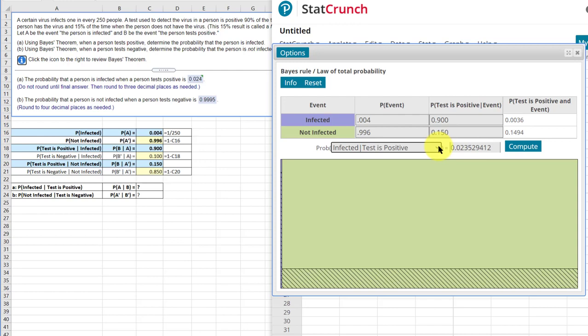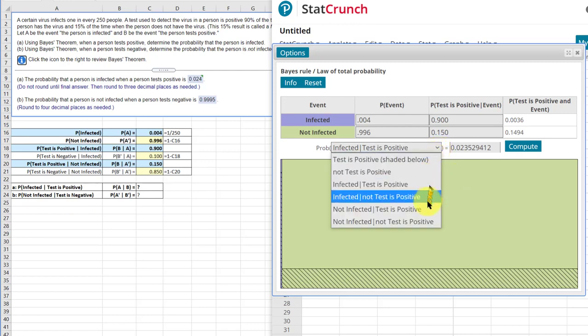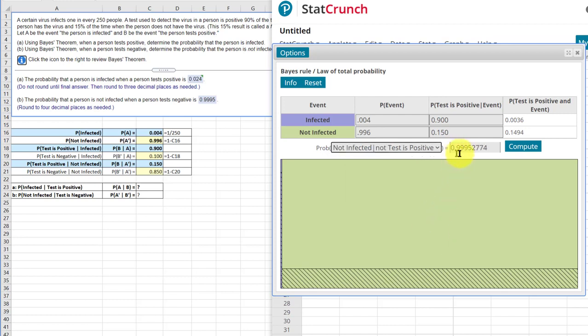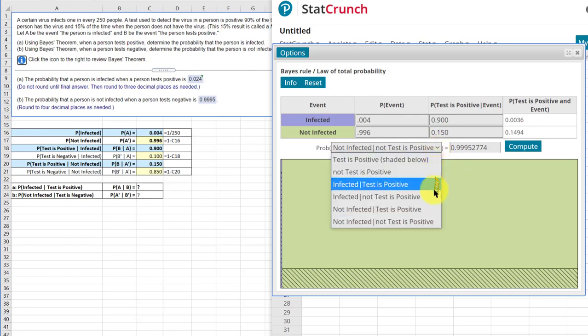The next answer we need is probability not infected given the test is negative. So that's going to be probability not infected given test is not positive, or negative, and that gives us 0.9995, and that's the answer they want there. So this is a very helpful little calculator. You can get all the various options there. Test is not positive, test is infected but positive, infected not, or negative test, and so forth.